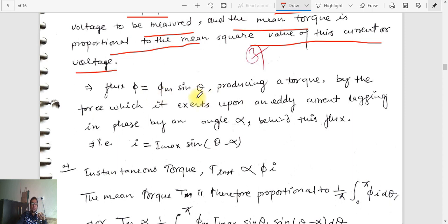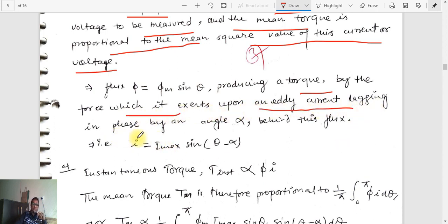Flux phi is equal to phi m sin theta, producing a torque by the force exerted upon an eddy current lagging in phase by angle alpha behind this flux. Small i is equal to I max sin(theta minus alpha). Instantaneous torque T instantaneous is proportional to phi i.